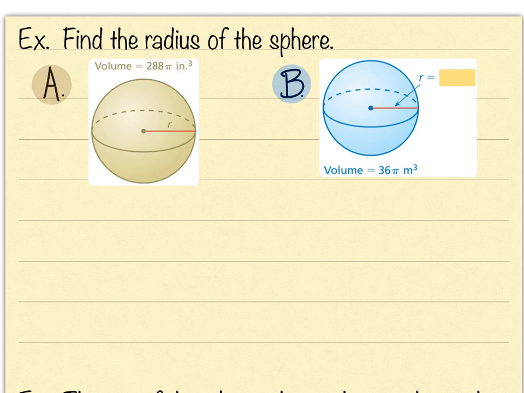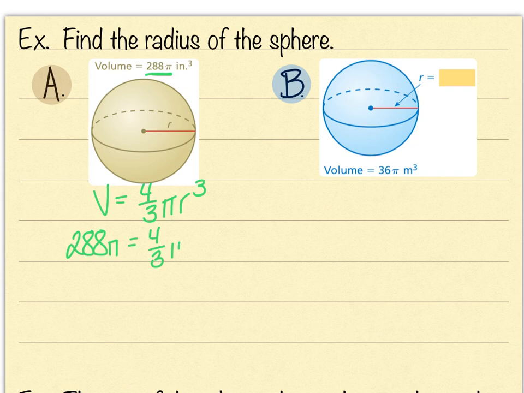We're going to have problems on our homework where we have to work backwards using this formula and find the radius. Here they're telling us what the volume is in terms of pi, which is important. So I always start by writing down my formula, 4/3 pi r cubed. Then instead of plugging in for the radius, we're going to plug in 288 pi for the volume, and copy everything else down. You can see both sides have a pi, so we can cross that out. We can divide both sides by pi.